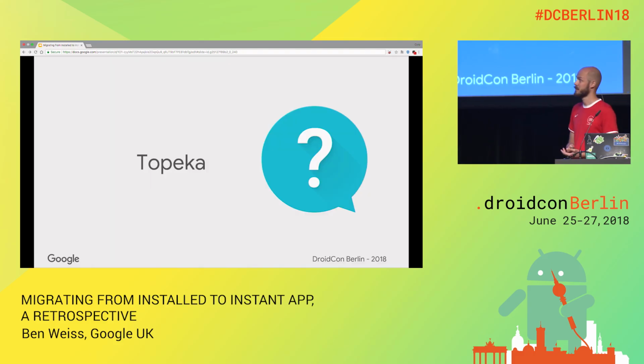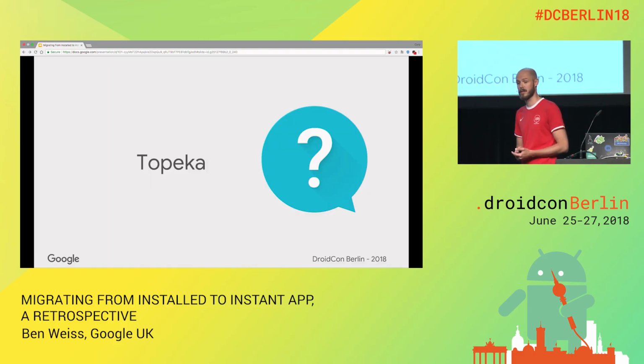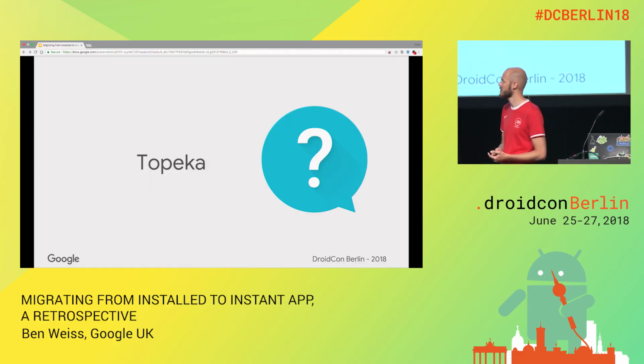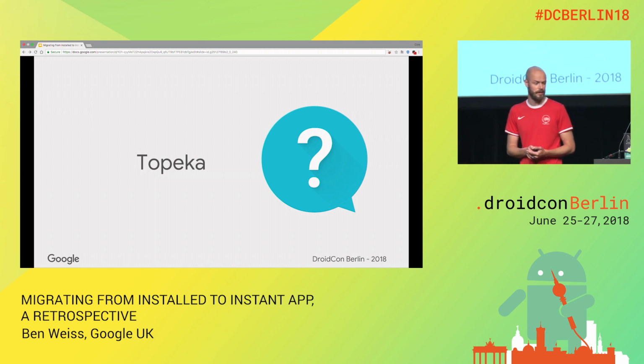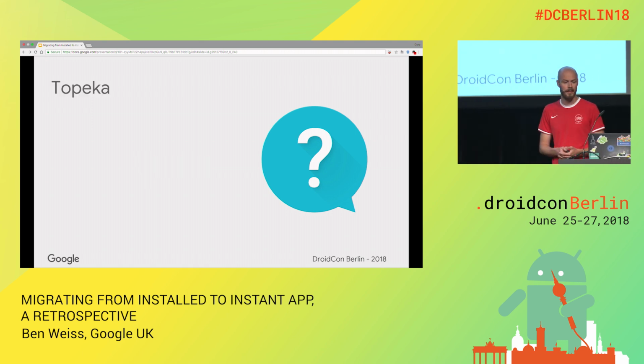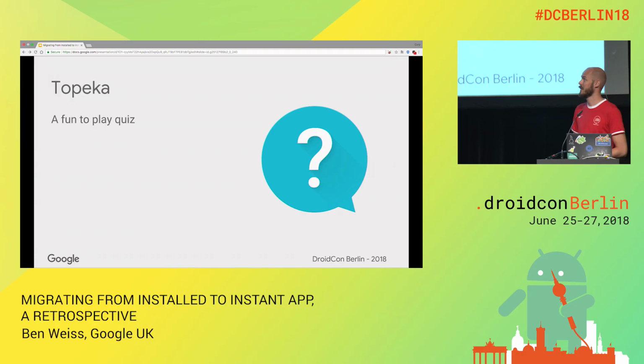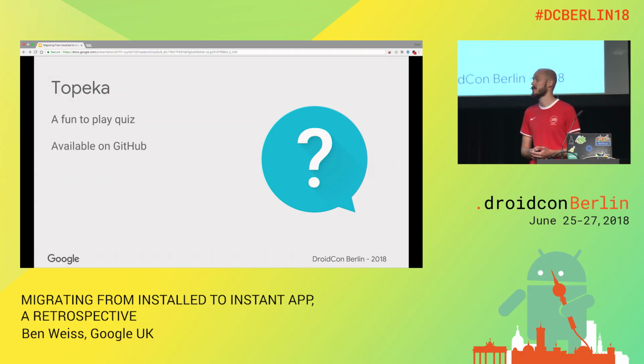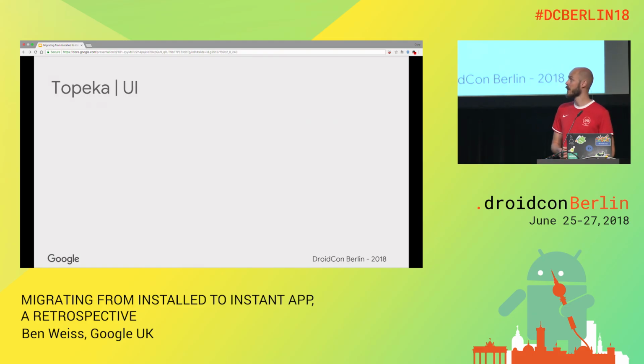I migrated a real app. So Topeka is a sample that I've been working on for a while. It actually was my starter project when I joined Google and kind of is still a thing that I've been working on over time. What is it? It's a fun-to-play quiz that is available on GitHub. You can check it out. You can see the code that I'll show you today all on GitHub already.